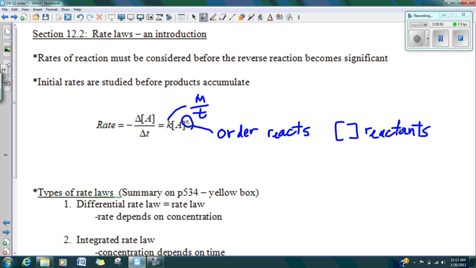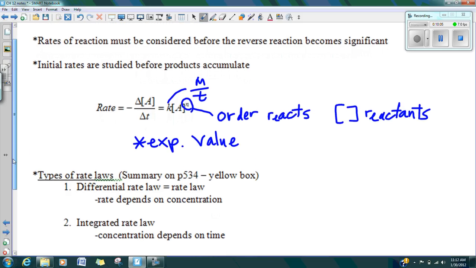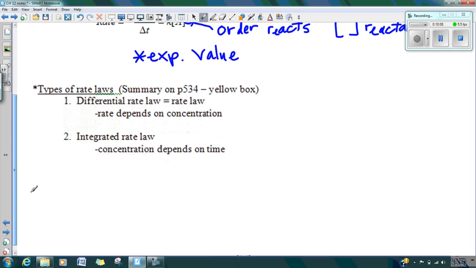So I said experimental more than once. You need to pay attention that this right here is an experimental value. We can only do this experimentally. And then at times we'll be giving you values so that obviously the experiment has already been done for you. So types of rate laws, there's a little summary on page 534 in your yellow box. It talks about the differential rate law and the integrated rate law. If you are in calculus, those terms mean something to you. They're always related. We can always relate them to our reactants. So we're not really going to differentiate between either of these rate laws. We're just going to use them.